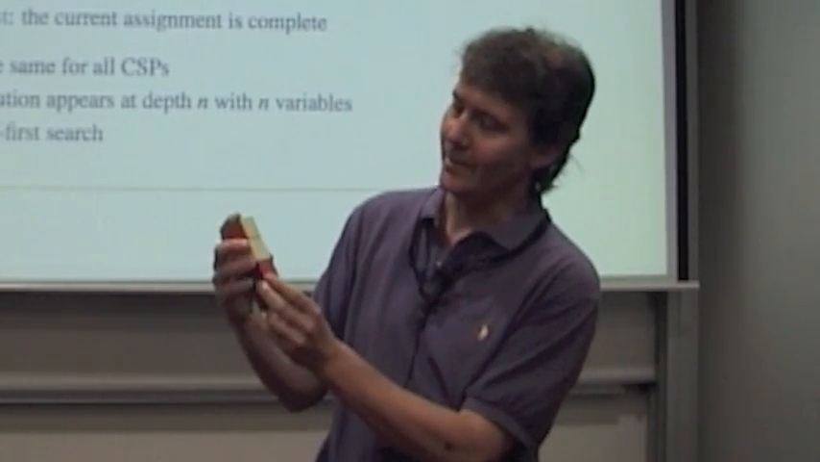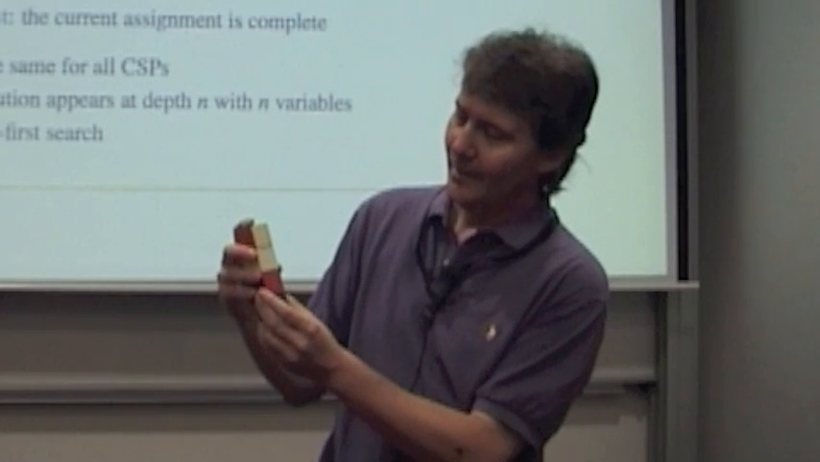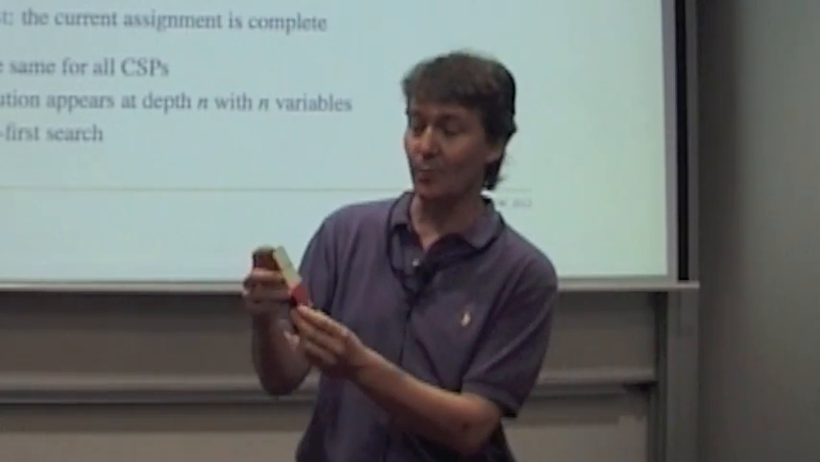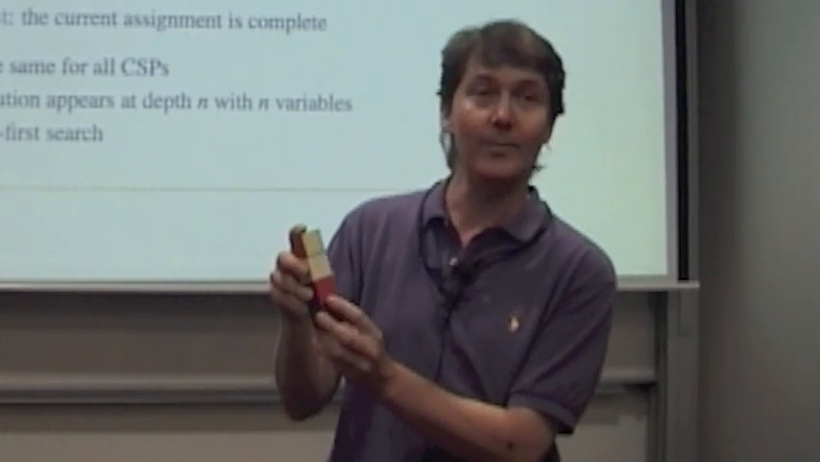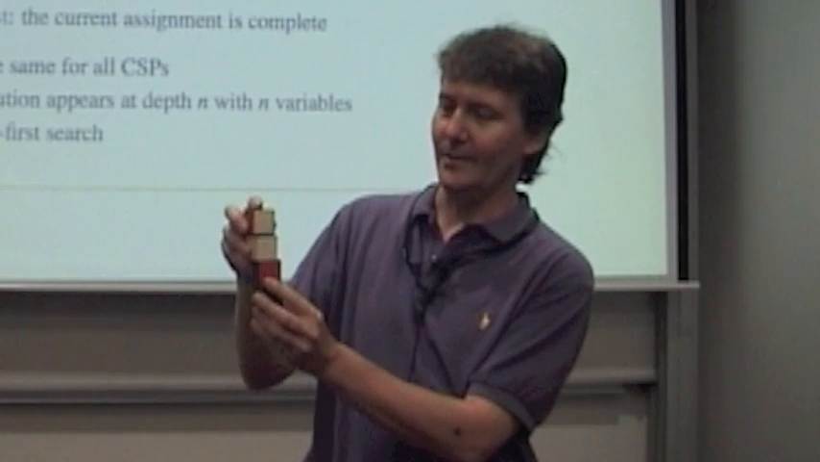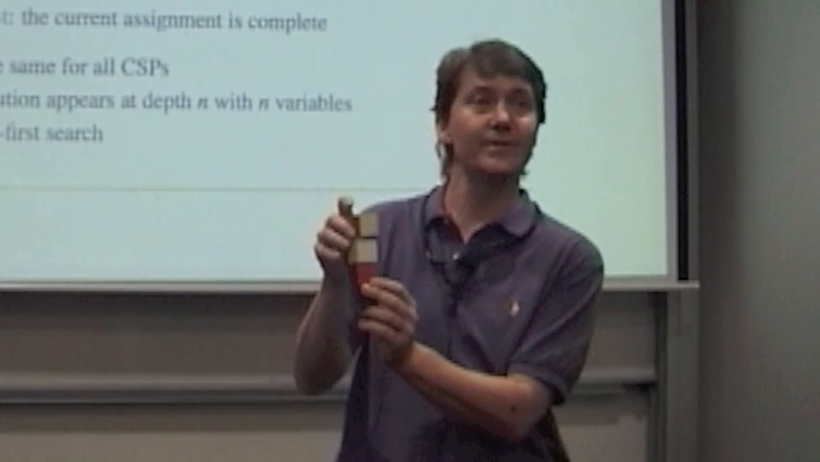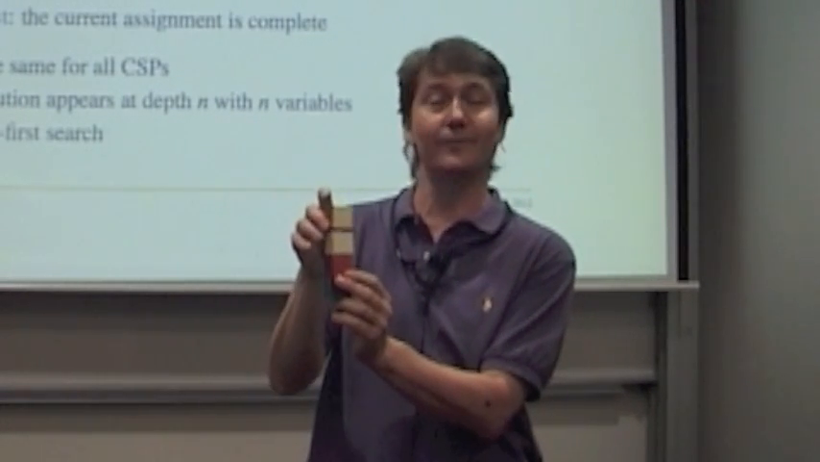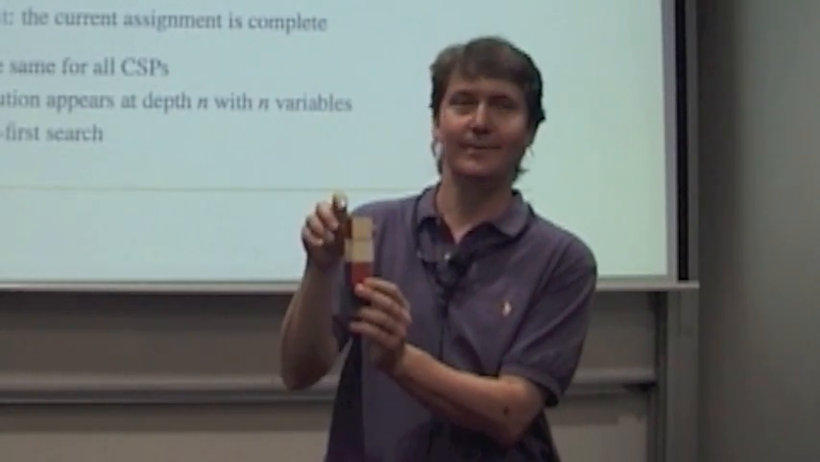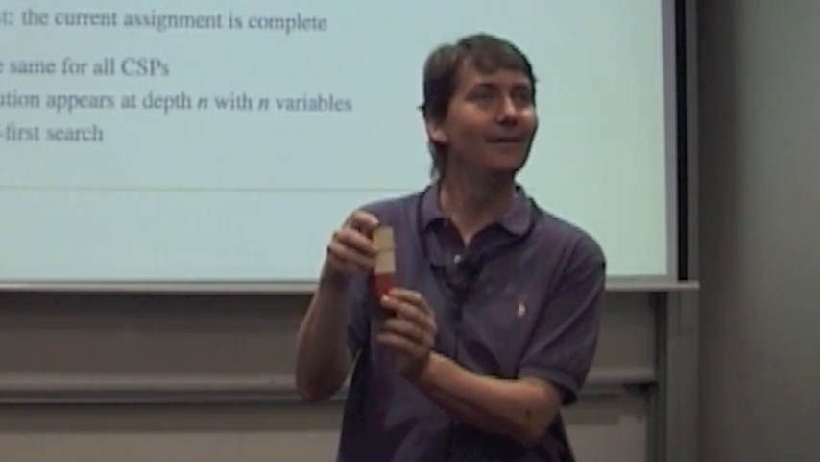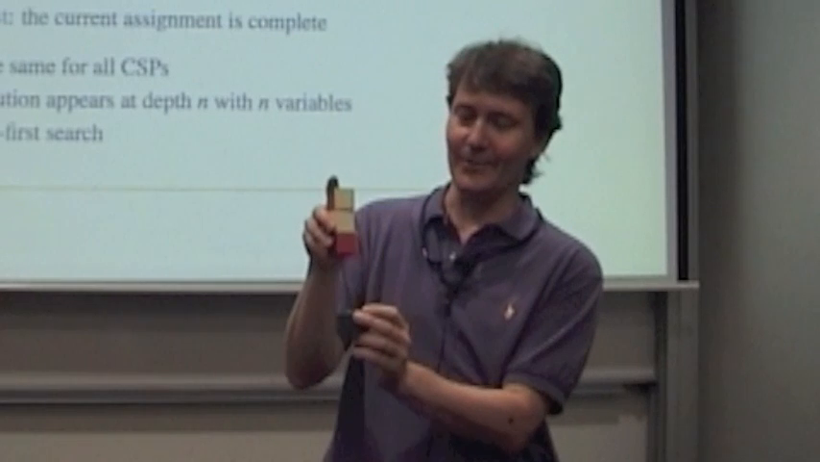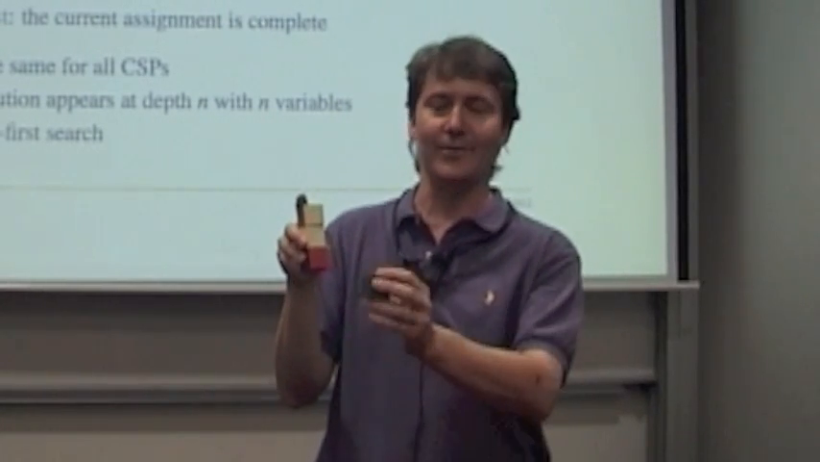Okay, so in this case what would be the variables and what would be the domains? Well, the variables are the cubes, and then how many choices have I got for each cube? Six? 3 for the first one. Good, okay, 3 for the first one, that's right.